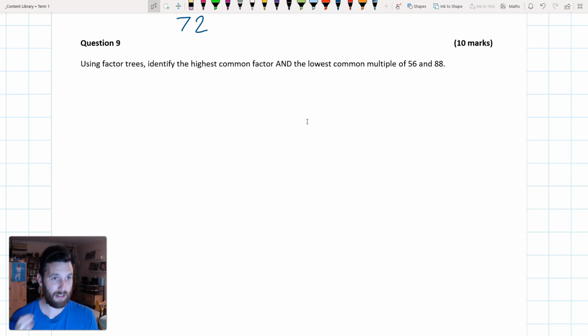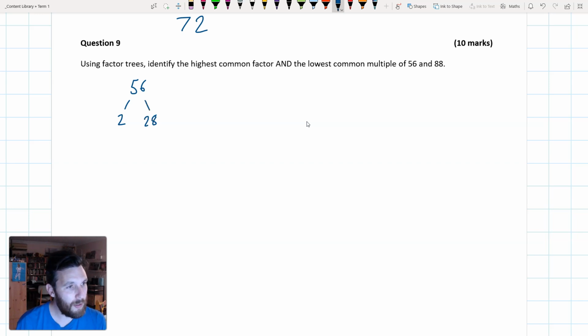We want to identify the highest common factor and lowest common multiple of 56 and 88. So I'm going to start off with my factor trees for this one. I've got 56. I like to divide by primes. You can divide by any number really. 56 divided by 2 would be 28. 28 divided by 2 is 14. 14 divided by 2 is 7.